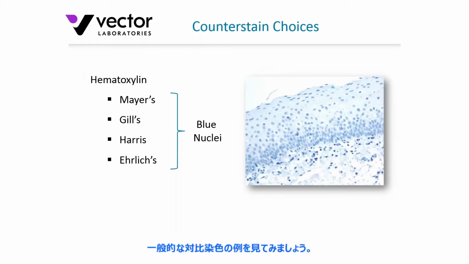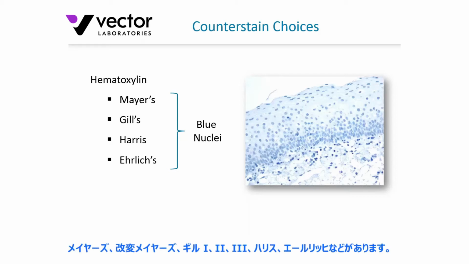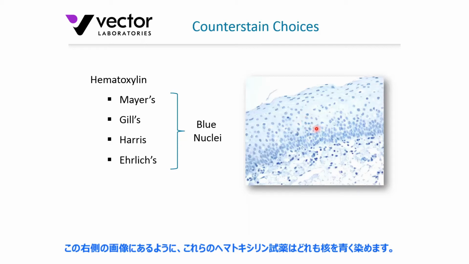Okay, let's look at some of the common counterstain choices that are used out there for immunohistochemistry. And what I've got here is a short list of some of the hematoxylins that are used. Mayer's, there's a modified Mayer's, there's Gill's type 1, 2, and 3, Harris, there's a modified Harris, Ehrlich's, there are other hematoxylins as well. And on this image on the right, they all do give you blue nuclei, I'll use the phrase, at the end of the day.